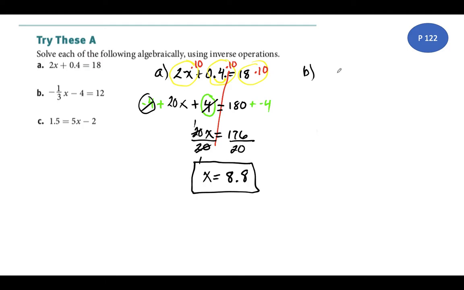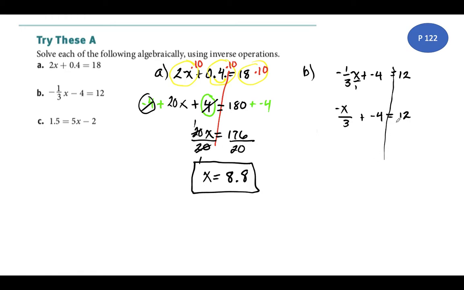All right, let's look at B. So for problem B, we've got negative 1/3 x. I'm going to change this to plus a negative 4 is equal to 12. All right. I heard from a lot of you that you don't like fractions in your problems. The first thing I would do is multiply this fraction times this variable, right? Just put the x over 1, multiply numerator times numerator. Negative 1 times x is negative x. Multiply denominator times denominator. 3 times 1 is 3. You don't have to do that, but I like it.